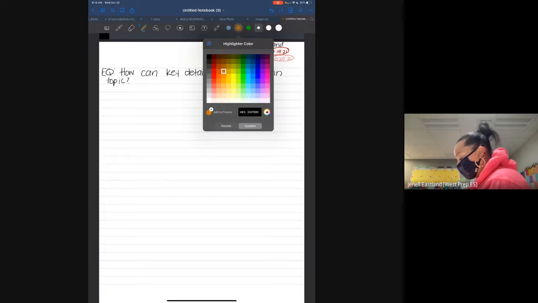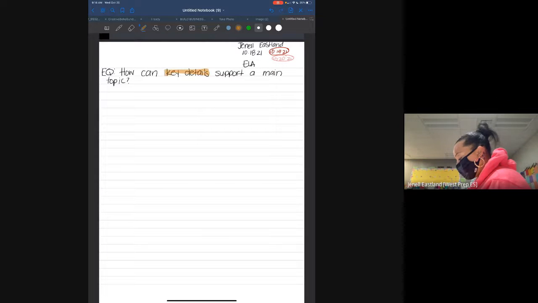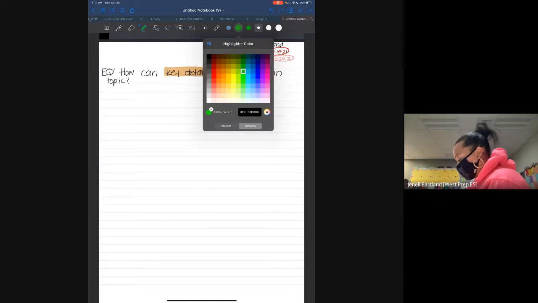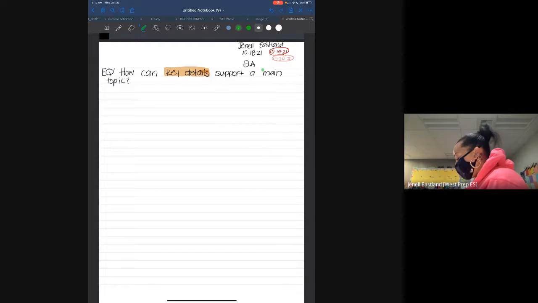And I'm going to go ahead and highlight key details because that's one of our focuses in our academic vocabulary. And I'm also going to go ahead and highlight main topic, right? Now, our main topic is what? What the story is mostly about. And our key details are what? Just a general, what is a key detail? It's a fact. It's information, right?